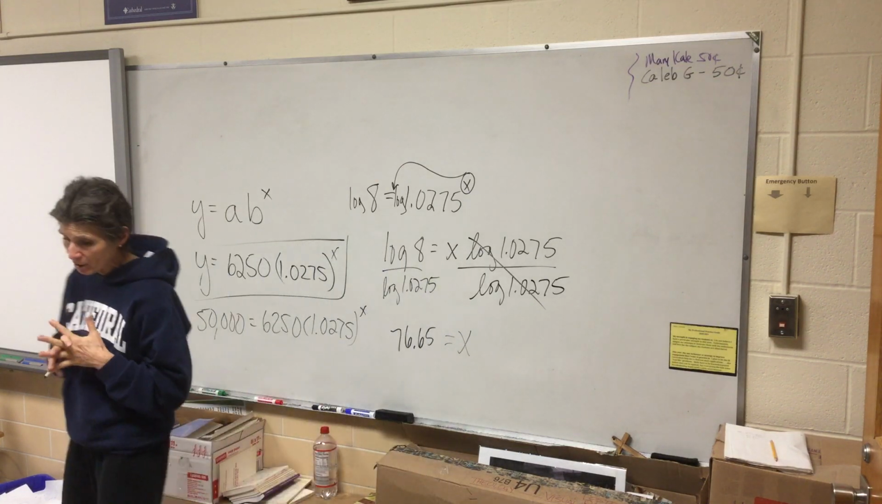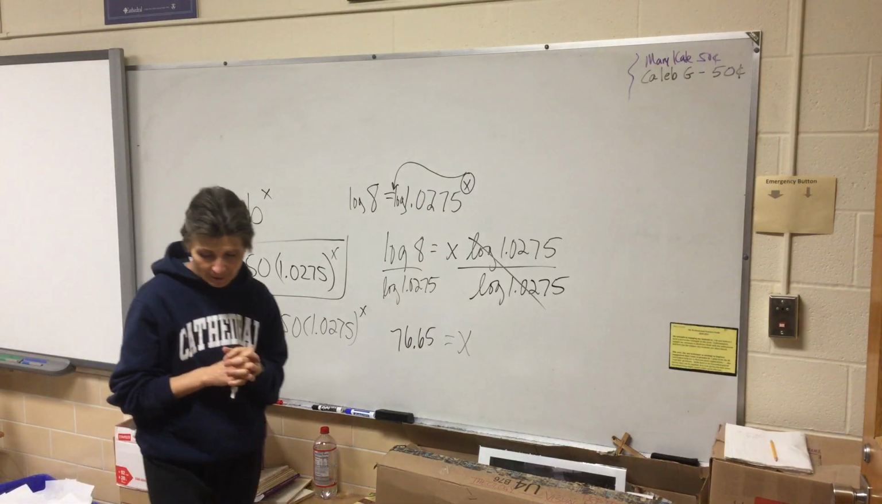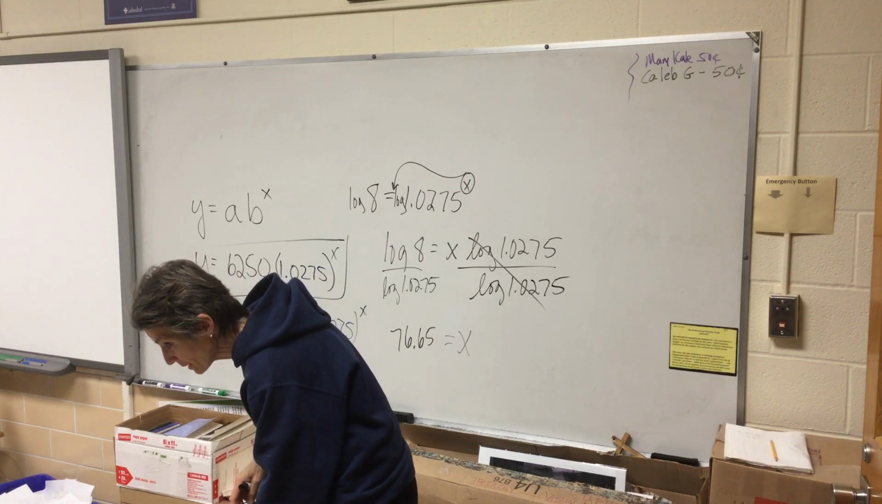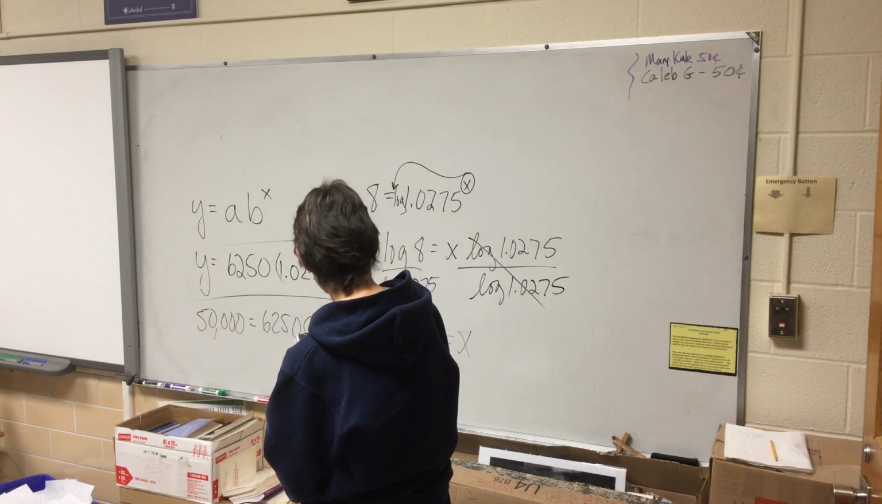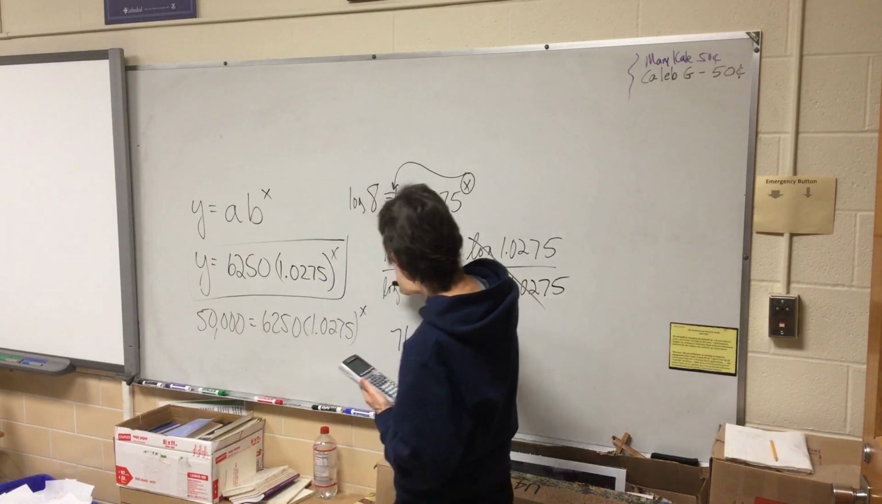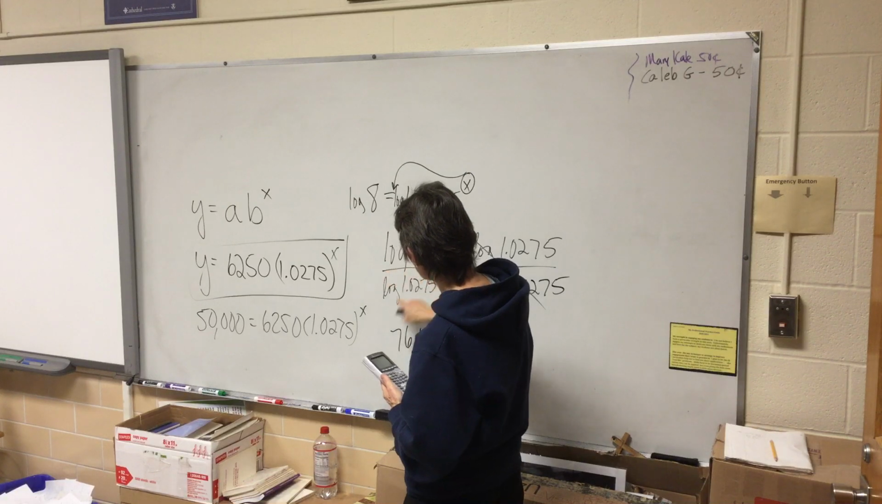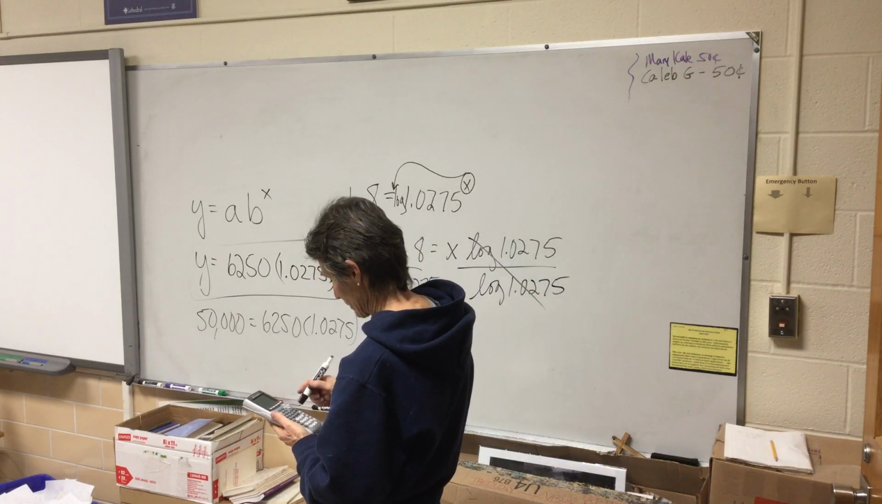Now we need to be careful. That actually isn't the answer to the problem. I'm sorry, I didn't get that. Were the logs supposed to cancel out, or do they not cancel out? No. You have to type log 8, close parentheses, divided by log 1.0275. Okay, thank you.